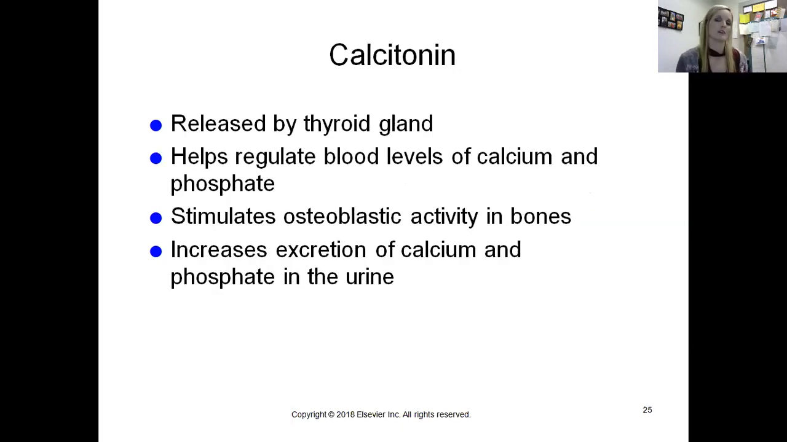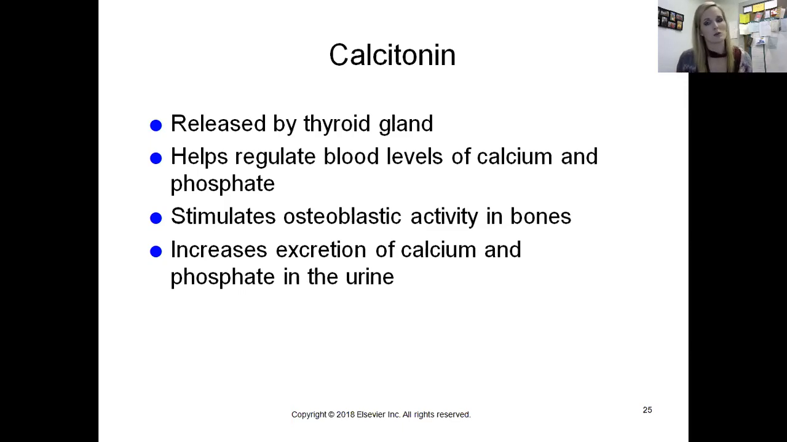Okay, and again, calcitonin, as I mentioned previously, is also secreted by our thyroid gland, and it helps to regulate the blood levels of calcium as well as another mineral called phosphate. What it does is stimulate osteoblastic activity in our bones, and again, that's the buildup of bone tissue. Remember, blast being our builders. So it increases the excretion of calcium and phosphate in the urine. Sometimes we have too much of it, so sometimes we need to release it from our body because we have way too much of it.